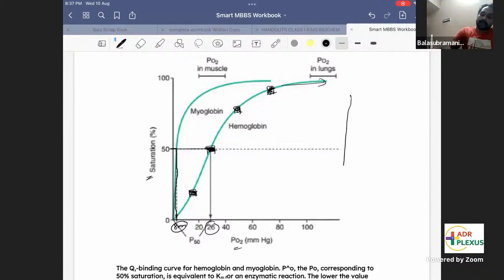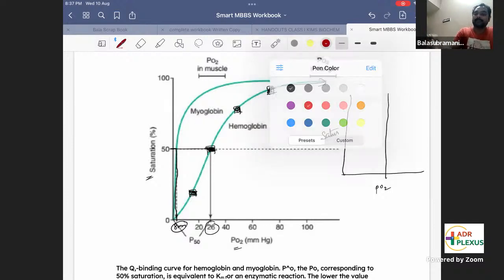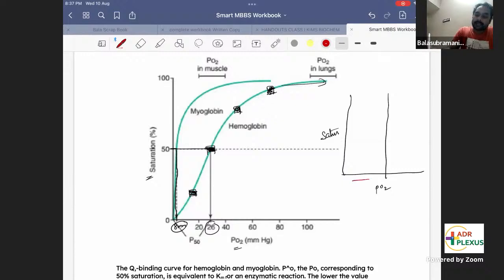Now I am going to draw this like this. This is saturation. This is PO2. Something which is 50% saturated even at lower levels means it has increased affinity. So only when there is increased affinity can it be 50% saturated at lower partial pressures. When there is decreased affinity, a lot of pressure is needed to saturate 50%.